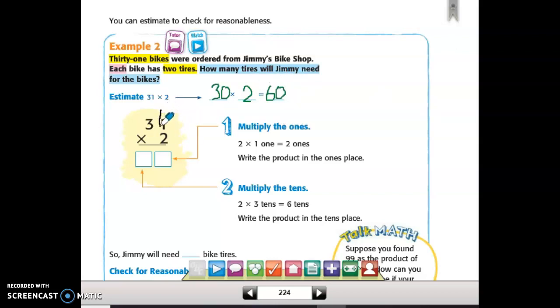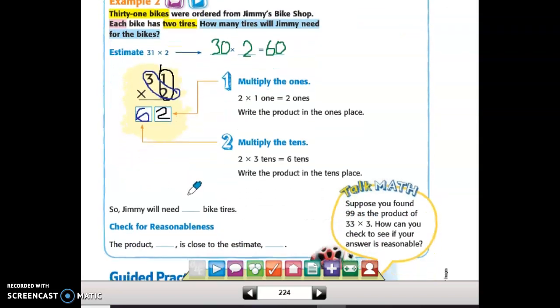Now I'm going to do the ones place. 1 times 2 is 2. Let me change colors. Now I'm going to do the tens place. This is the part that people forget. They want to just go 3 times 0 or just bring down the 3. But we have to do 2 times 3. 2 times 3 is 6. 62. So Jimmy will need 62 bike tires.